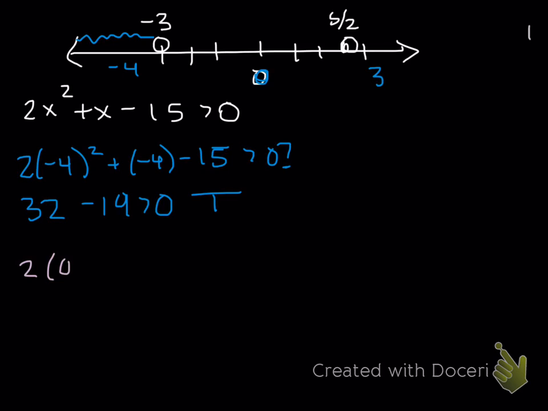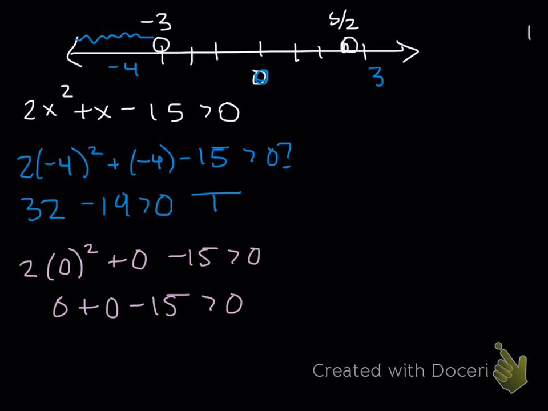So I'll do 2 times 0 squared plus 0 minus 15. So I'll get 0 plus 0 minus 15. And again, at this point, you really shouldn't have to do much more work. You should be able to look at that and say, well, negative 15 is not greater than 0. So this statement is not true. So I'm not going to be shading in between those two dots. If 0 doesn't work, that means 1, negative 2, none of those values will work.